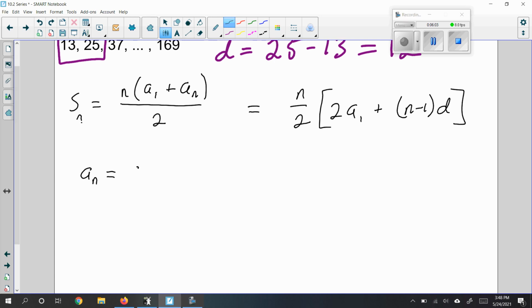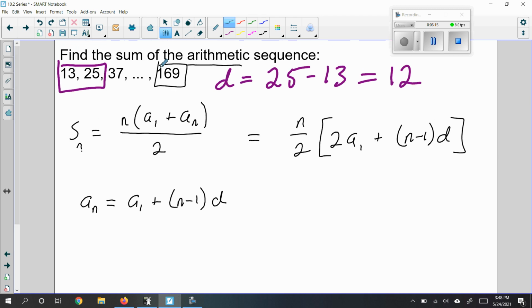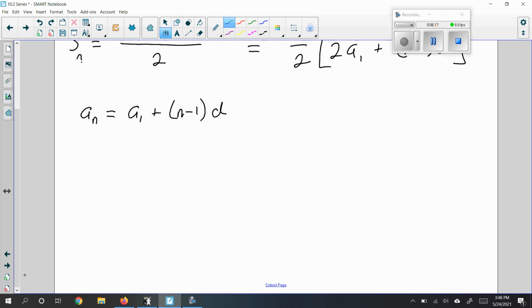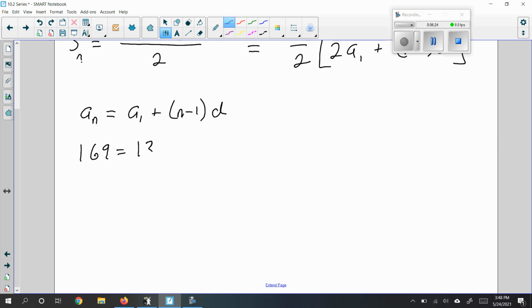We know that this is a1 plus n minus 1 times d. So we know the nth term in the sequence. The last term in the sequence is 169. We know the first term in the sequence is 13. We do not know n. And we know the difference, 12. So we can just solve this for n.